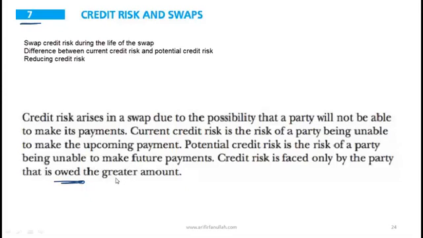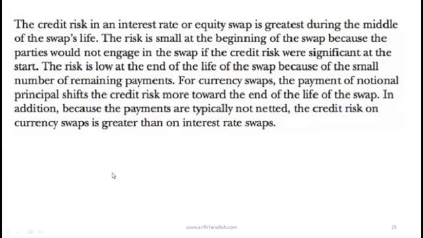So credit risk, who faces credit risk? It is the party that needs to receive money from the other party. So it is as simple as that. Current credit risk is what? The risk of not getting the next payment. And potential credit risk is the risk of not getting the payments after that. So fairly obvious. Now what this talks about is credit risk in different kinds of swaps.